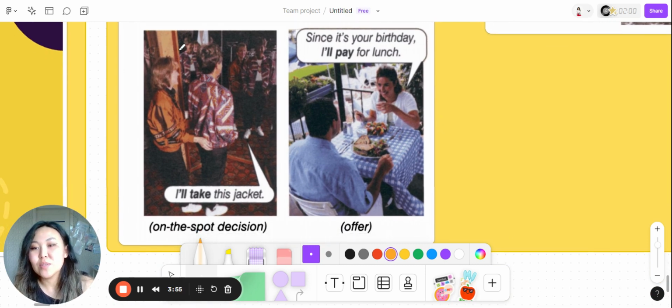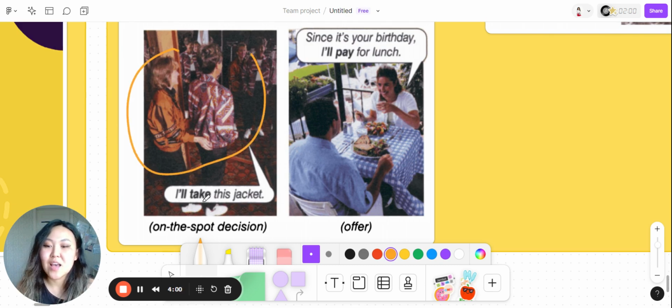For example, here we see a picture of two people, and one said, I will take this jacket. So this person is standing in the shop, and I guess she is wearing it, she's trying it on, and she's thinking if she wants to buy it or not. And then she comes up with this spontaneous decision: okay, I will buy it. She didn't plan to buy it at all. So it's an on-the-spot decision.